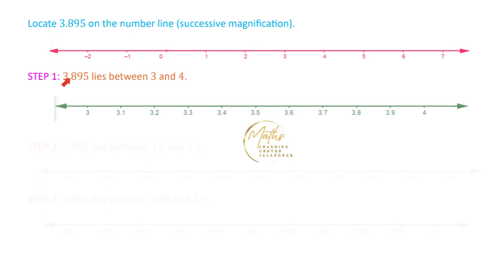Now where will this number lie? It will lie after 3.8 and before 3.9. So this number lies between 3.8 and 3.9. Now we are talking about this portion. Now we have to divide this portion in 10 parts, so we are going to magnify this portion over here.